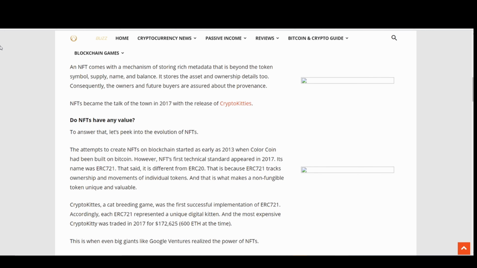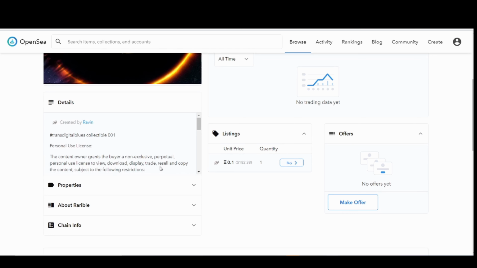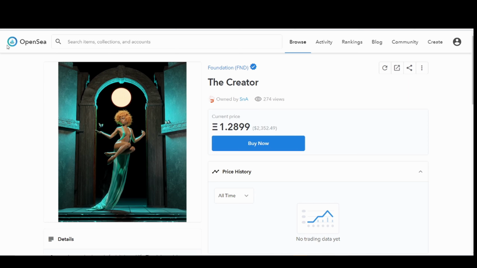And you say, why is that a deal? Well, if you like the artwork, the content owner grants the buyer perpetual personal use or license to view, download, display, trade, resell, and copy the content. So if you like that, now let's go back and check the price of something else here just to get an idea. I know some of these things seem to go for a little more. This one is 0.9, $1,800. That's the price in ETH, and it gives you the USD value there. So yeah, this is what's happening. This is digital art. This is the NFTs that folks have been hearing about.